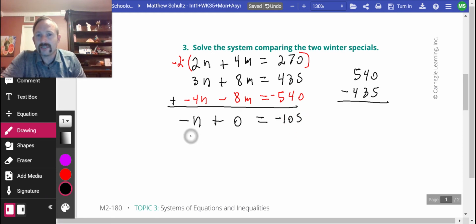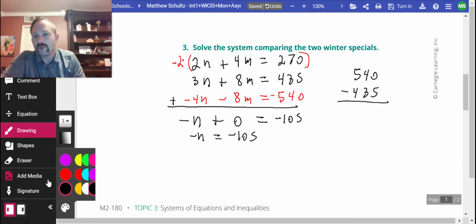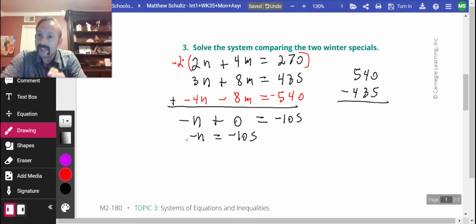So I know that negative n is equal to negative 105. Okay, I'm going to multiply by -1 on both sides, because I'm not solving for negative n, I'm solving for n. So it'd be n is equal to 105.